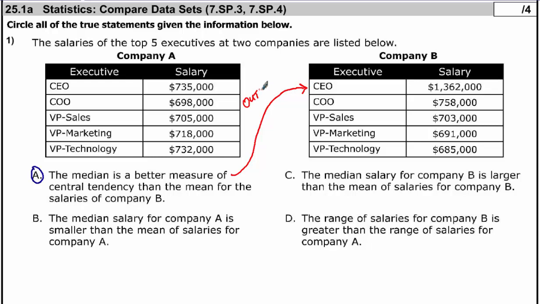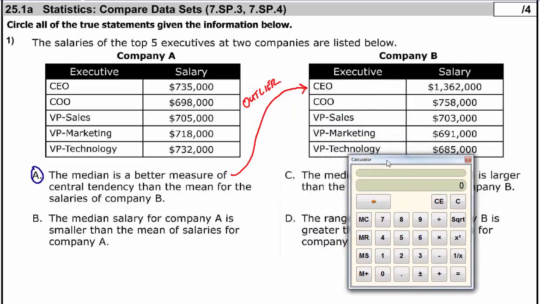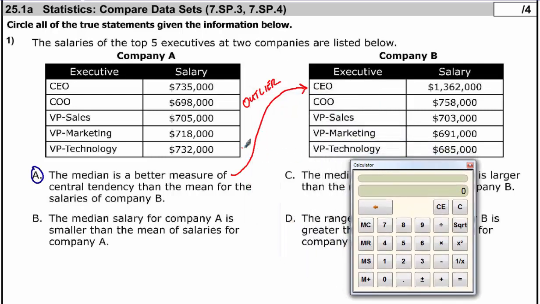Because of that large outlier, because we've got a salary that is almost double the other people's salaries, we know that the mean is not going to be a good measure. Let's compute how we know that that's true. I've made the statement, now let me back it up. First we're going to find the mean and the median for Company B. The first step is to find the mean salary, which is all of these added together divided by 5.